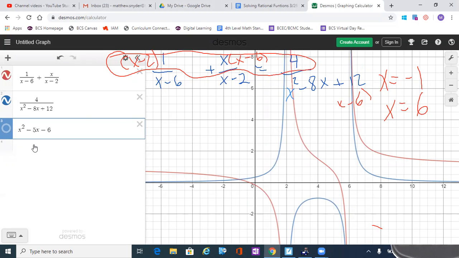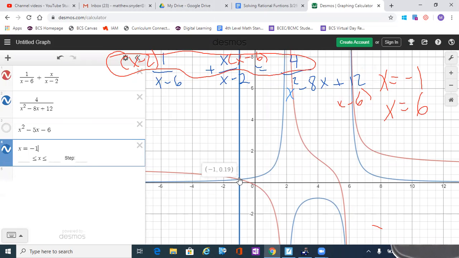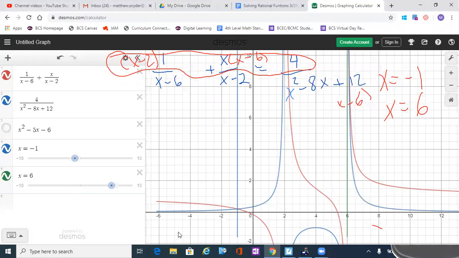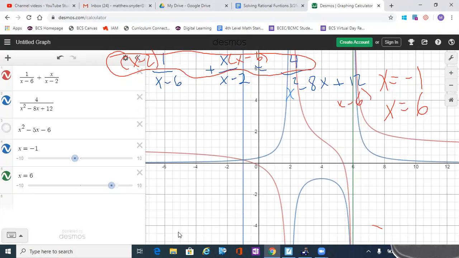And you're going to notice we have an answer of x equals -1. Okay, and look, check it out. There is the intersection right there. It's very visible. Okay, but if I type in x equals 6, notice what happens there. We have a real solution, right? Let me draw on this. We have a real solution right there. But right here, we have a vertical asymptote.